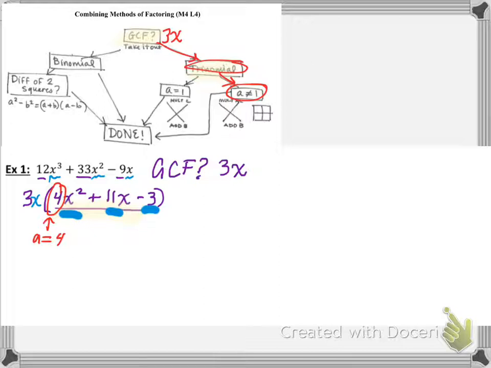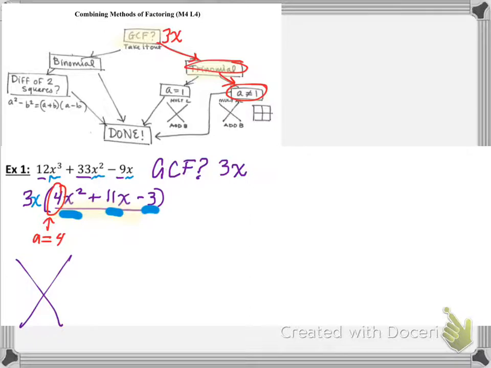So what does that mean? That means we have to do what multiplies to a times c and adds to b, or you could use the reverse box method, or in my class we also learned factoring by grouping. So I'm going to do it by factoring by grouping. So first things first though, I'm going to set up my x.